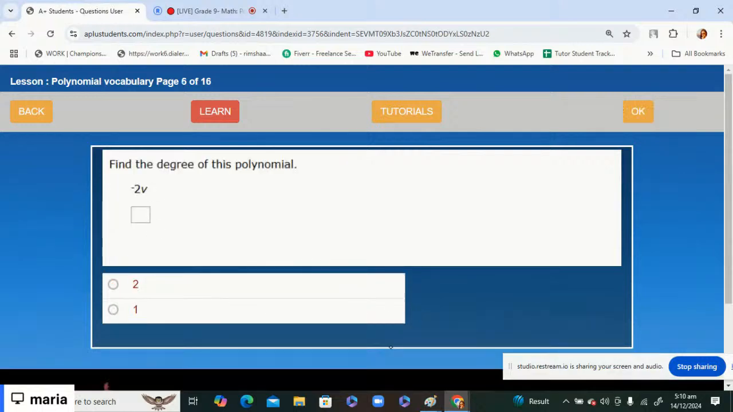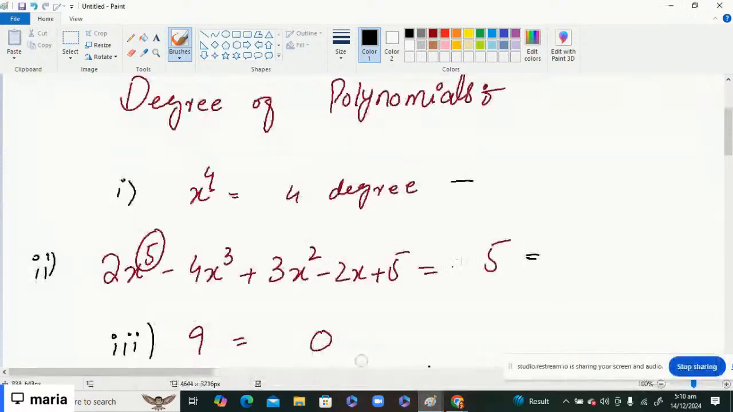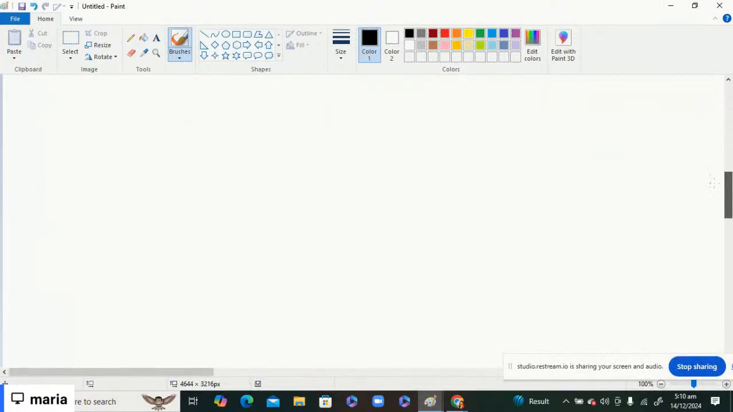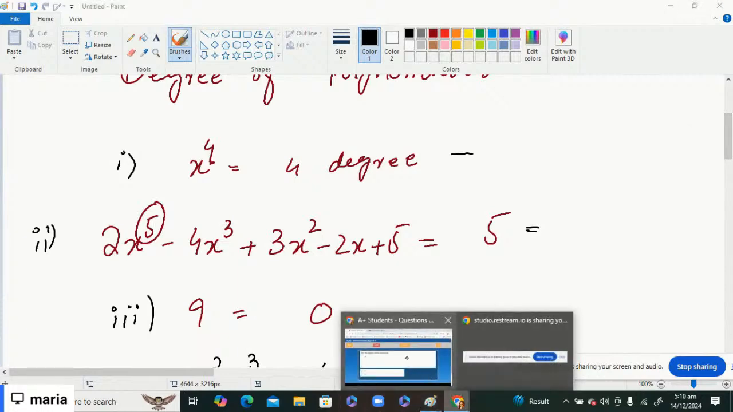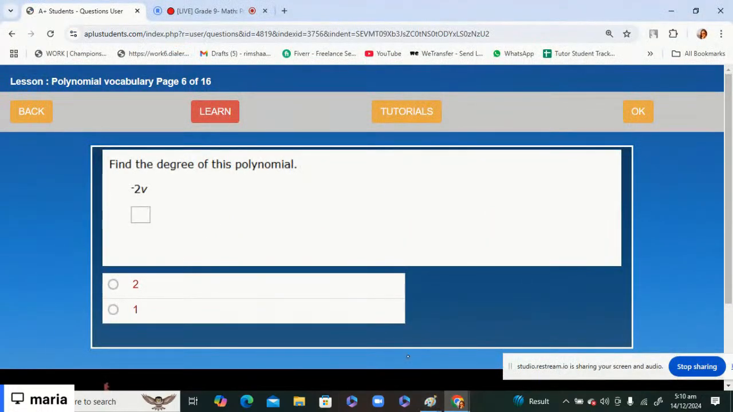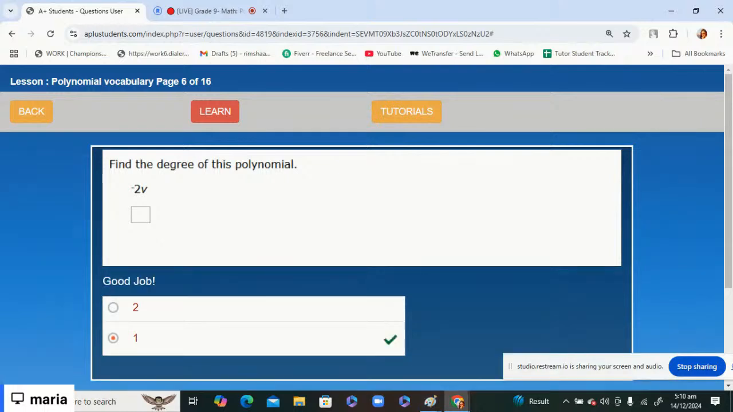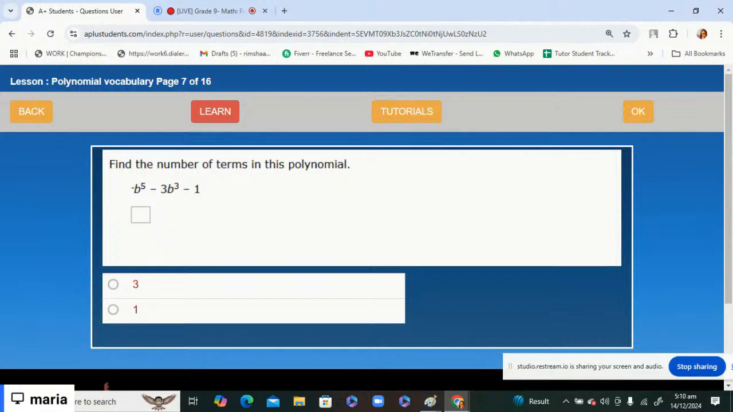Okay. Find the degree of this polynomial. What is the degree of this one? It's only minus 2 and v. Okay. Check it out. It's only minus 2 and v. Degree is 1 here. Okay. Because the degree is the highest sum of the exponent or highest power, that is 1 here. Let's see. Yes, this is the right answer. Okay. How many terms? It's 1, 2, and 3.